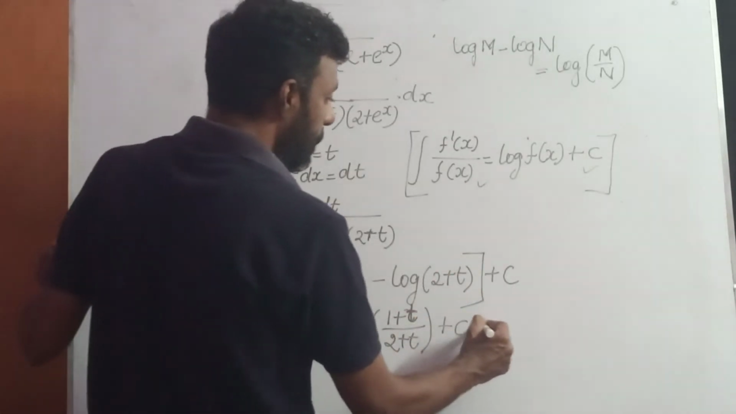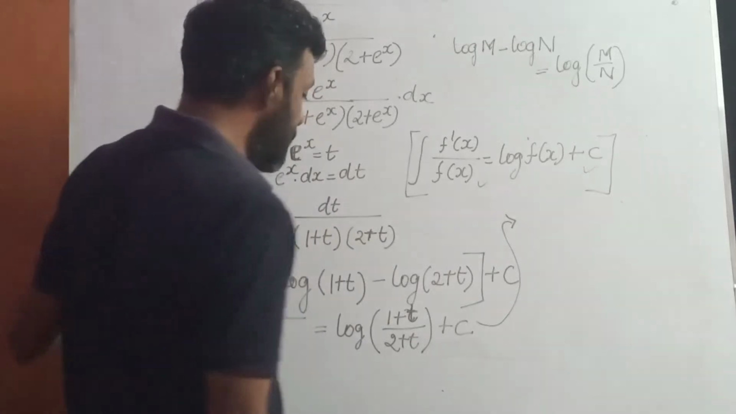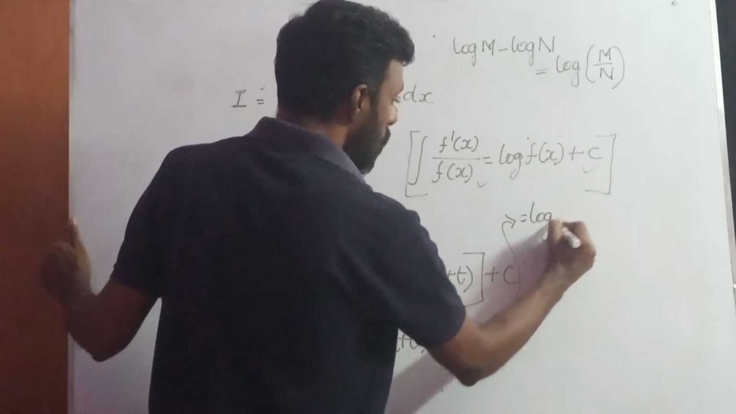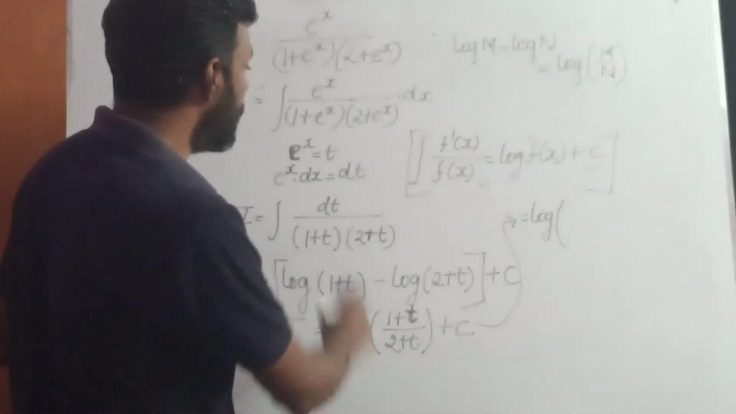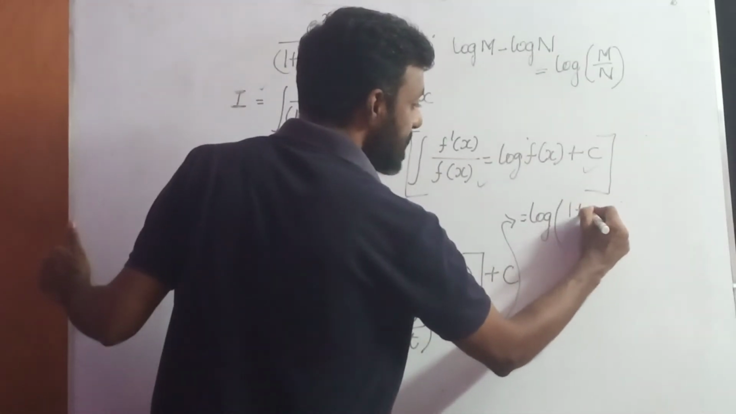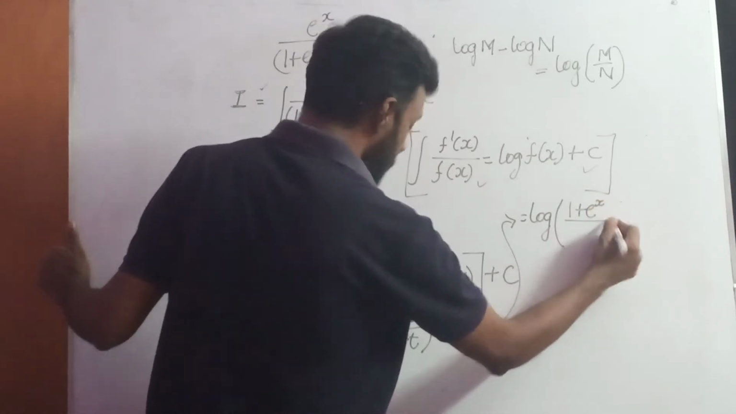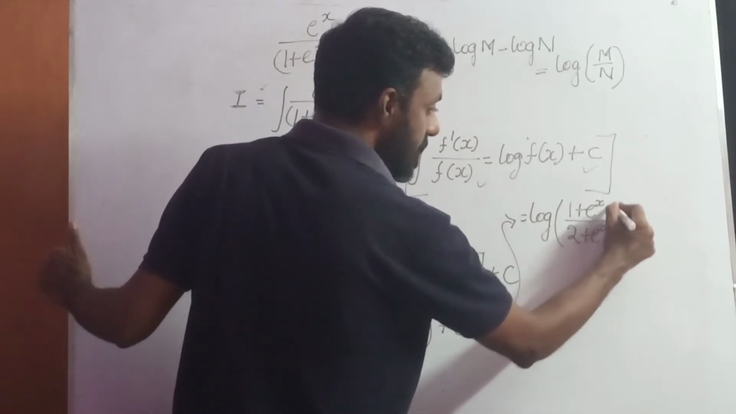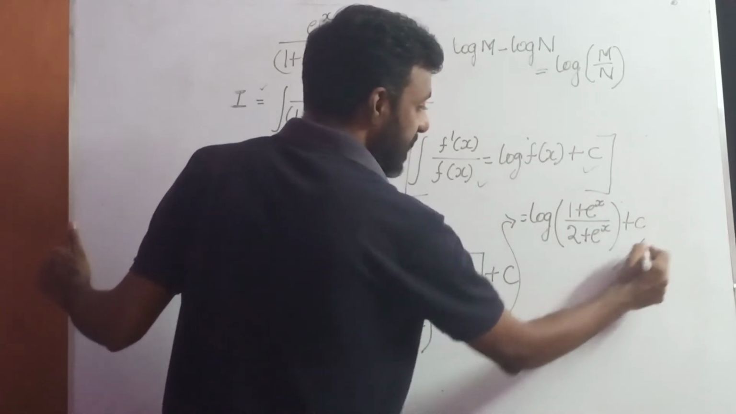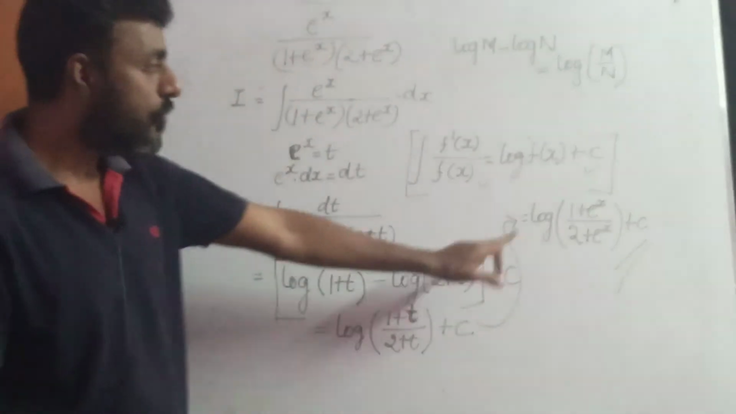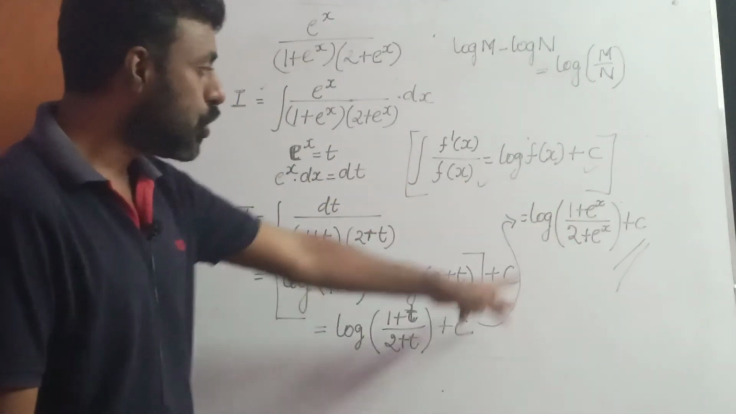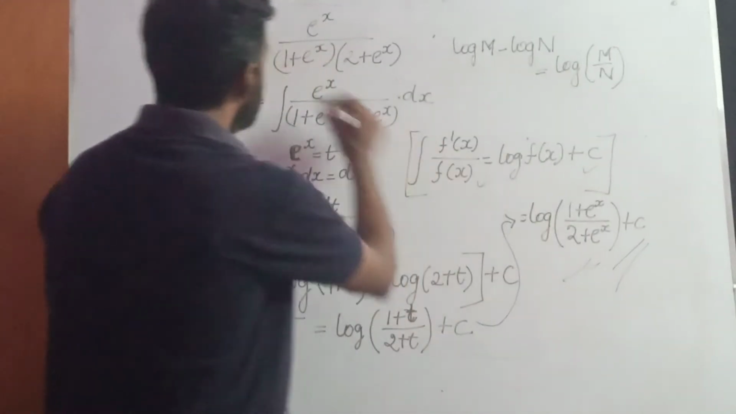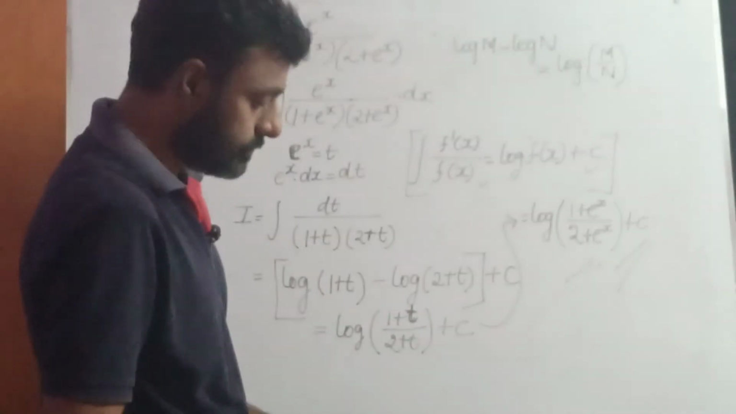Let's get started. So I'm writing here due to lack of space at the bottom of the board, which is equal to log of 1 plus t can be written as 1 plus e power x, 1 plus e to the power x divided by 2 plus t, which is nothing but 2 plus e to the power x plus c. So this is the final result, which is equal to log of 1 plus e to the power x divided by 2 plus e to the power x plus c. This is the result of this problem, right?